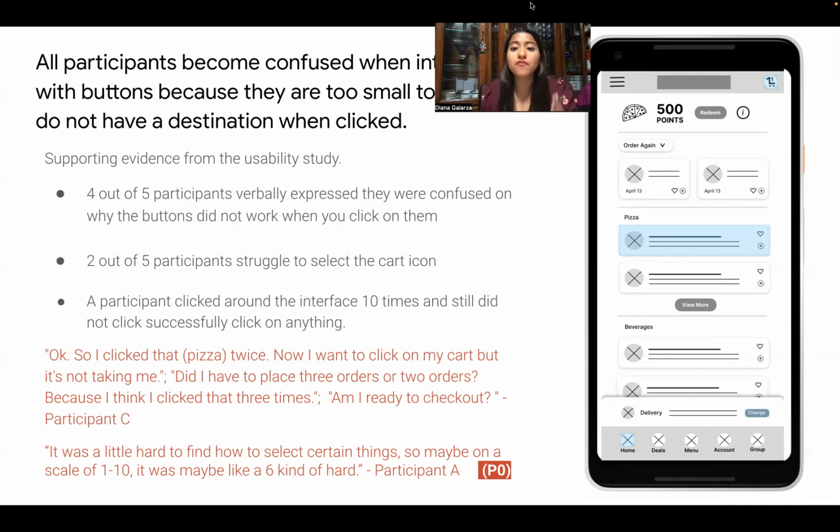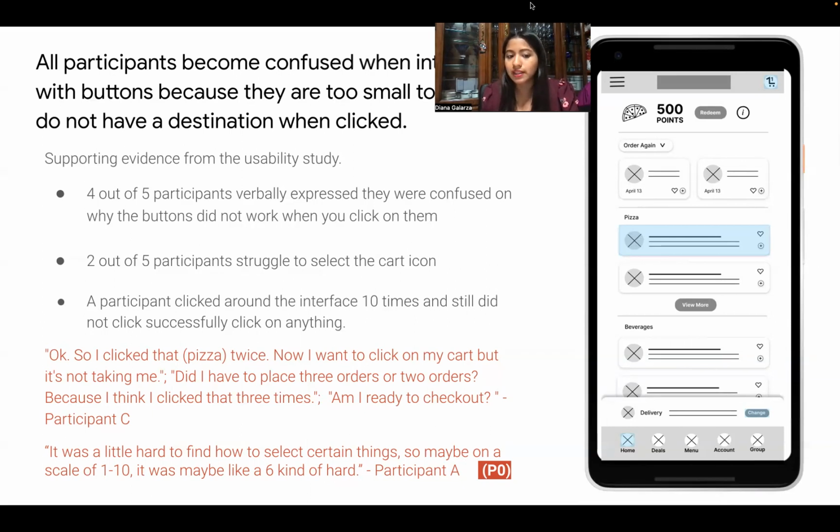So 4 of our 5 participants verbally expressed it. When someone verbally expresses something, it's because it's starting to irritate them, right? So 4 out of 5 participants verbally expressed that they were confused on why the buttons did not work when you clicked on them. Take this quote from participant C.